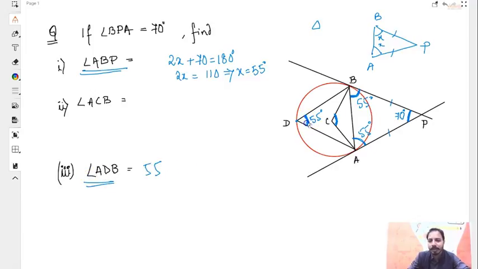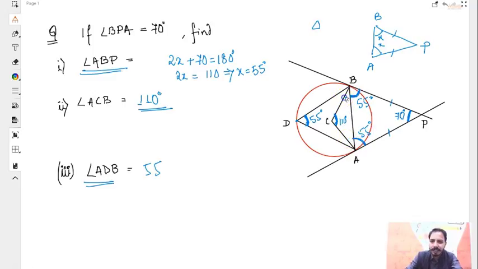Now what is the relationship between this angle and this angle? We know it, right? So if this is 55, what will be this? Fine. So ACB, we can just say that this is 2 times 55, that is again 110 degrees.